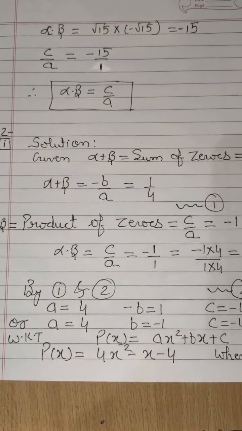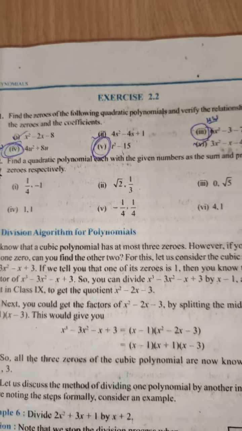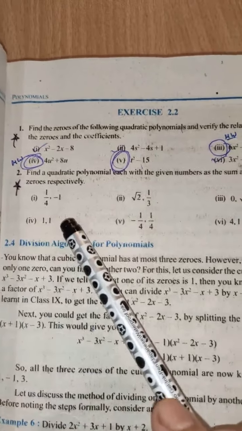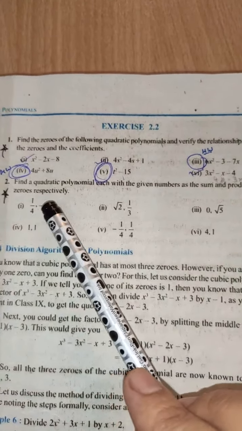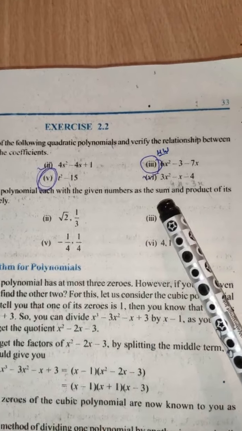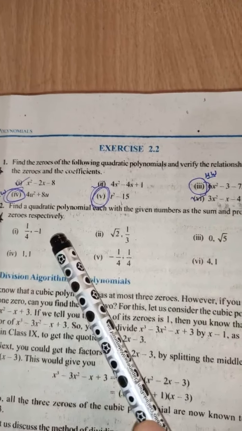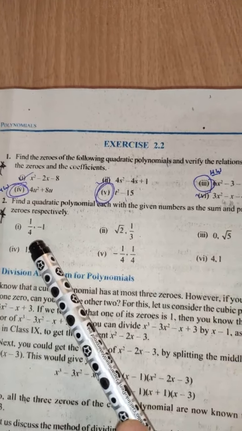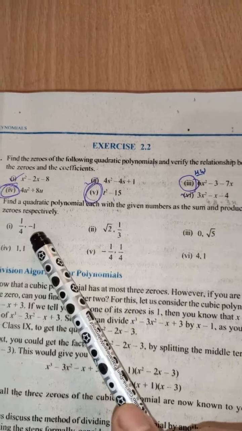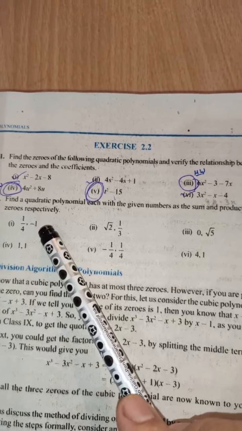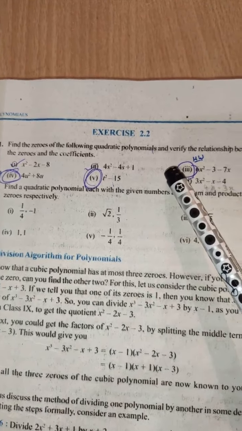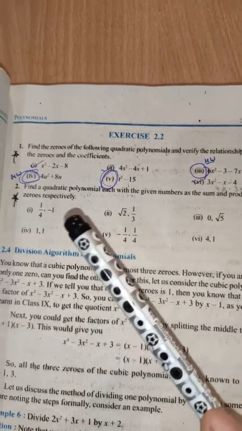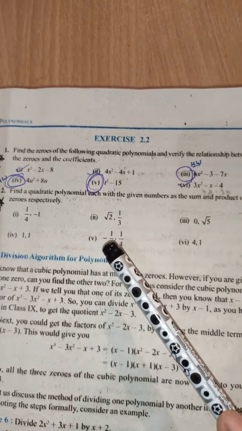Next question, question number two. Find a quadratic polynomial each with the given number as the sum and product of its zeros respectively. What is given? Sum and product of the zeros. 1 upon 4 is the sum of zeros. Minus 1 is the product of zeros. So it is a reverse process of question one. In question one we calculated the zeros of a polynomial. Here, with the help of zeros, we have to form a polynomial. How can we form the polynomial?